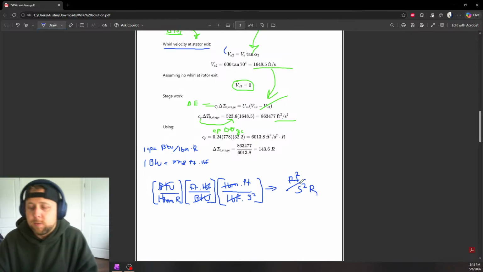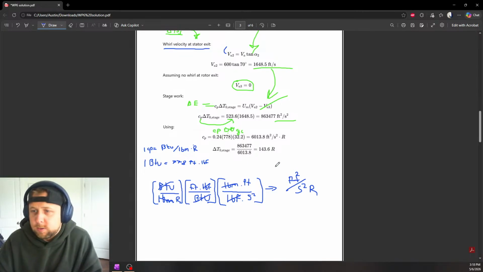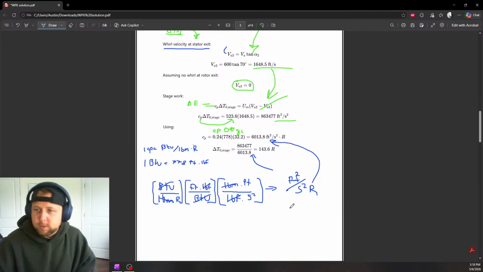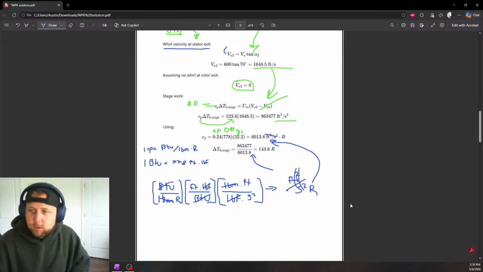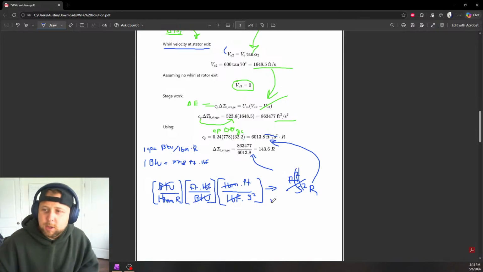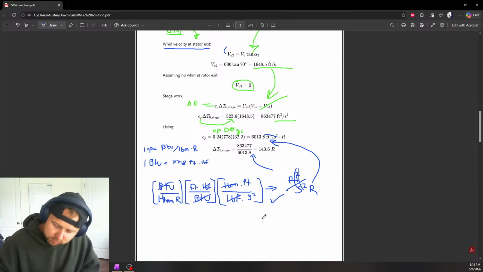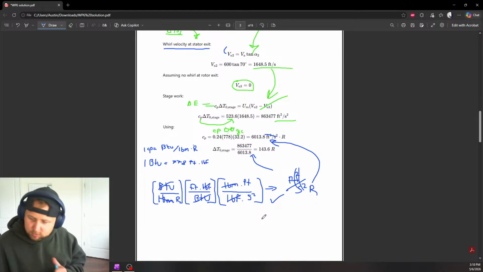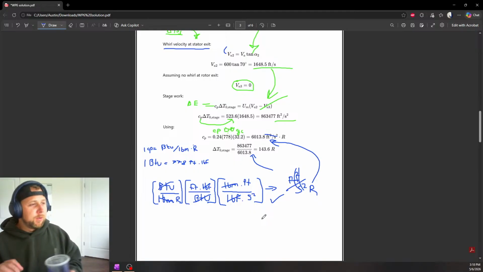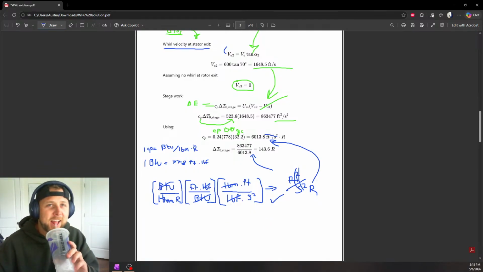So if this is down here, and this actually goes to the top, we know that. And then foot squared divided by foot squared goes away. Everything checks out. I need to remember those conversions.